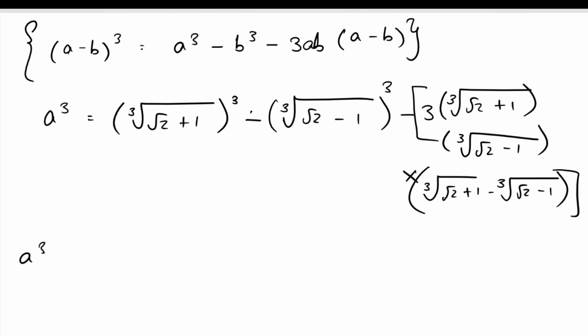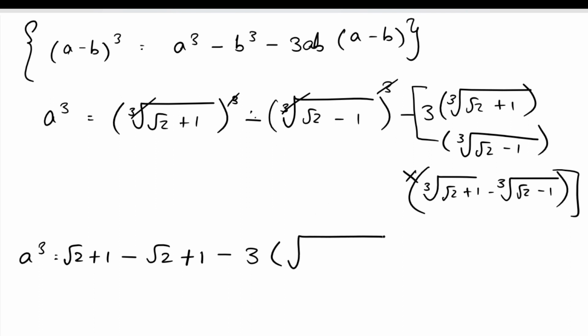Now here a cube is equal to this cube root and cube will get cancelled. Here also cube root and cube will get cancelled. So we are left with root 2 plus 1 minus root 2. Here minus into minus will become plus. So plus 1 and minus 3. Here cube root is there for a and b together. So I am taking it together. Cube root of root 2 plus 1 into root 2 minus 1.